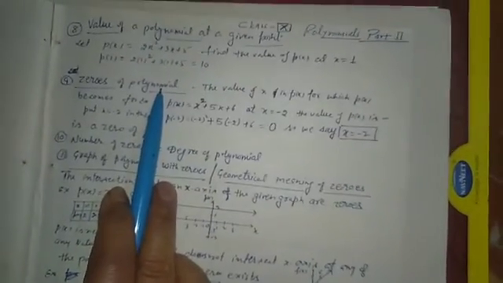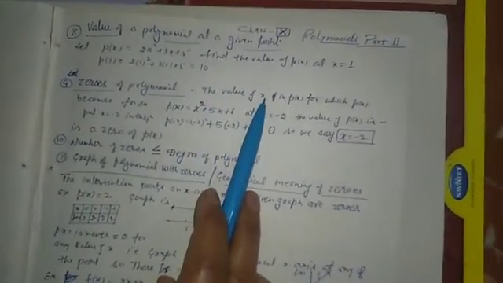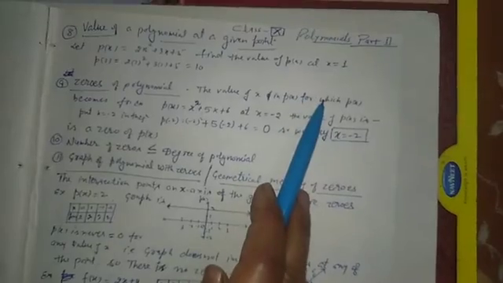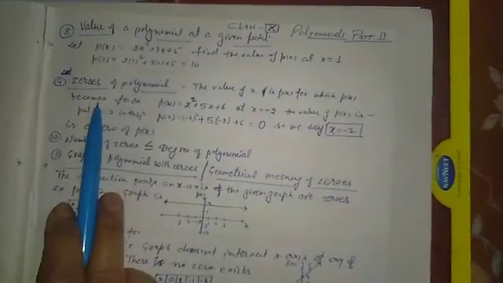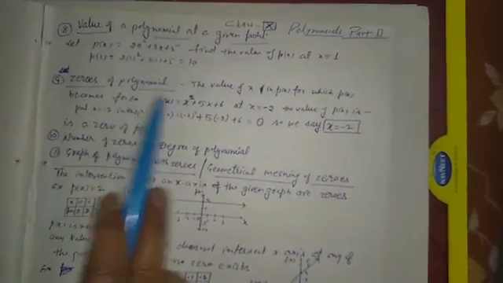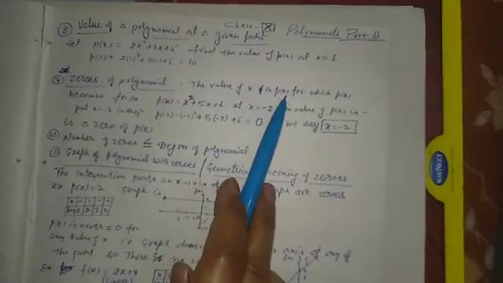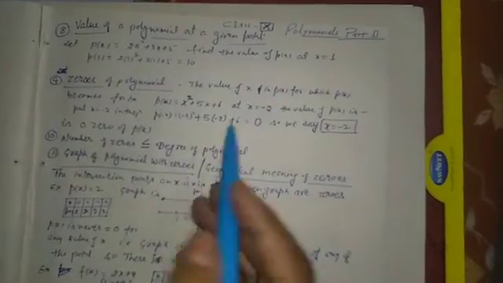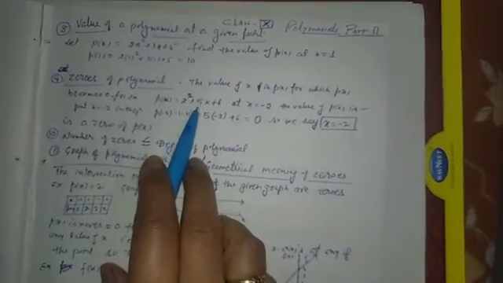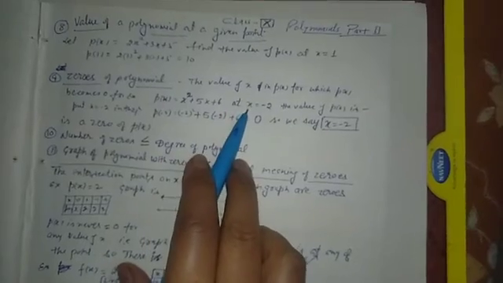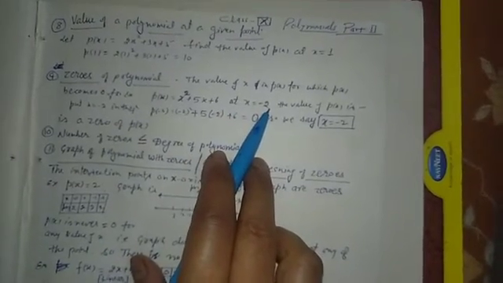Now second thing, we are having zeros of a polynomial. Now what is zeros? The value of x in p(x) for which p(x) becomes 0. For example, p(x) = x² + 5x + 6 at x equals minus 2.